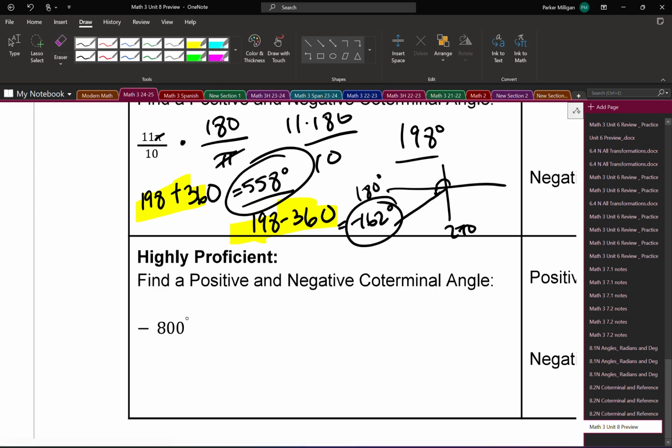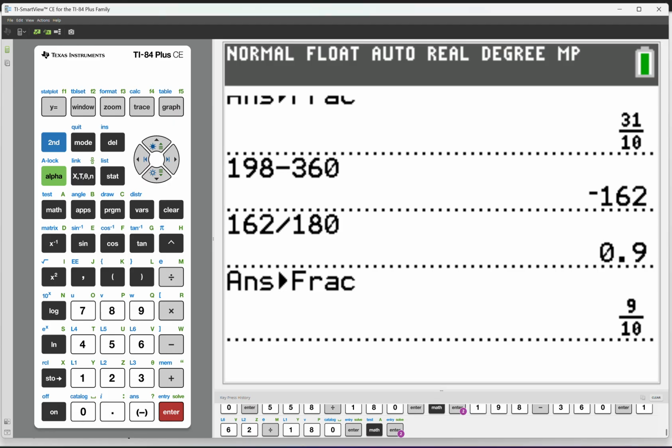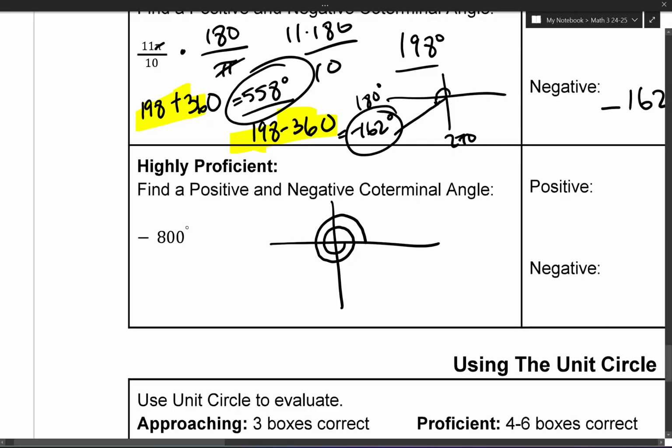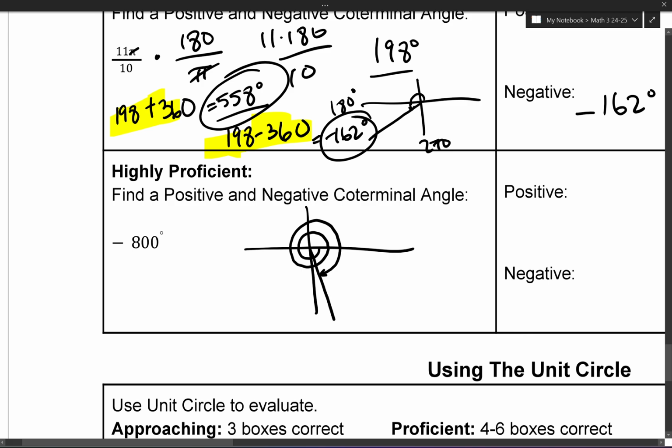This is a negative angle, guys. So which way does the negative angle go? Clockwise, so down. So down, that's 360. That's 720. And I got to go a little bit more to get to 800. Well, what's the numerical difference between 800 and 720? 80 degrees. So I got to go negative 80 degrees more. So that angle that I just drew represents negative 800 degrees.